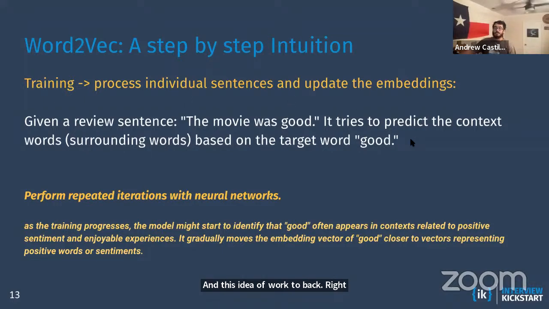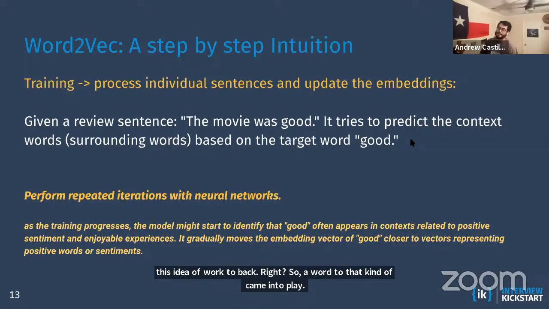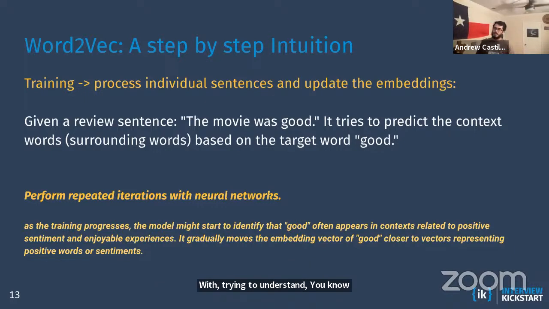Word2vec came into play with trying to understand context words for certain words. I'll give an example here: if you say "the movie was good," it tries to predict the context words surrounding the word "good." Another example I like to give: if you're looking at "dog," what words appear close to dog? Maybe bark, or run, or sit, things like that.